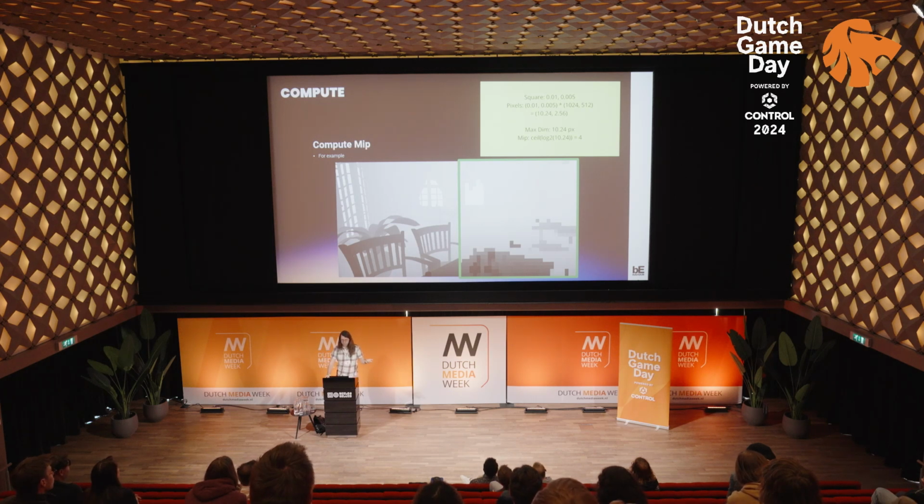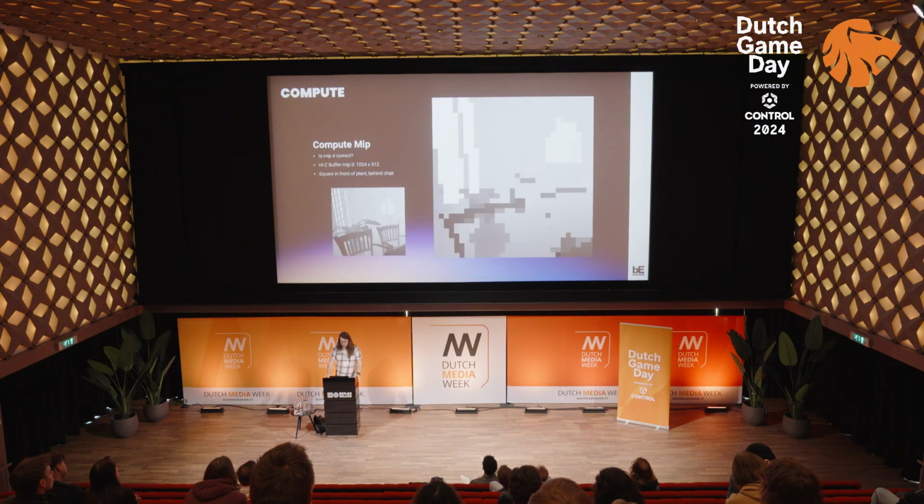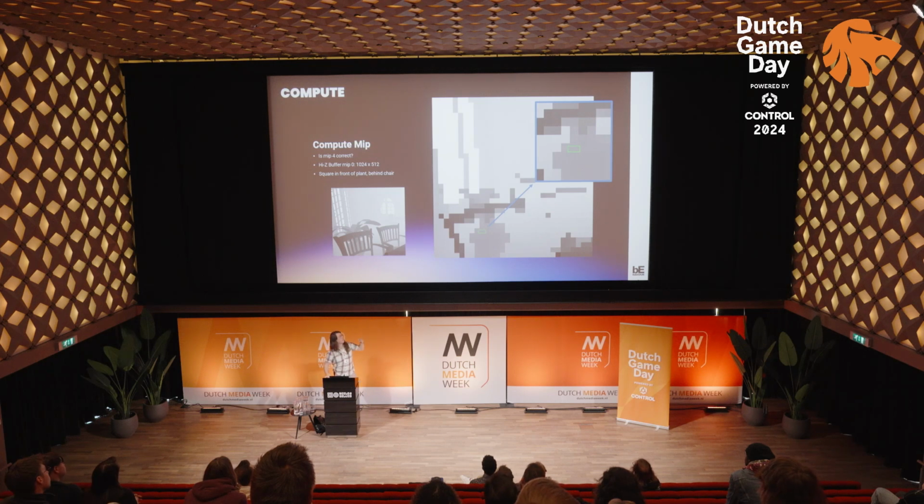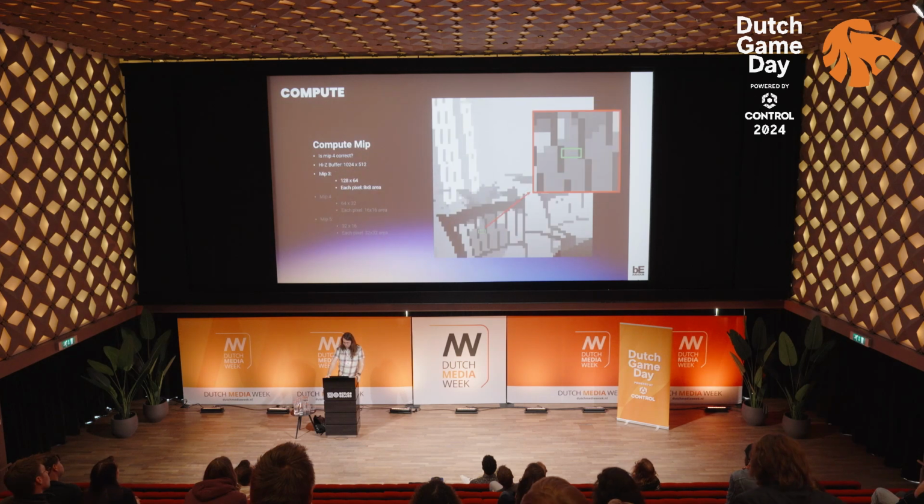Now, the question on your mind is going to be, is that the correct MIP? So let's find out. Our HZB buffer for 1920 by 1080 starts at 1024 by 512. So let's say our square is an imaginary model we want to draw here, in front of the plant, but behind the chair, with the image on the right sort of as reference, because these HZB levels get less and less visual as you go on.